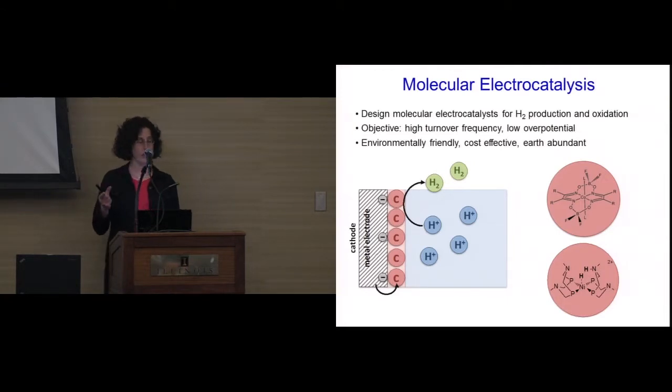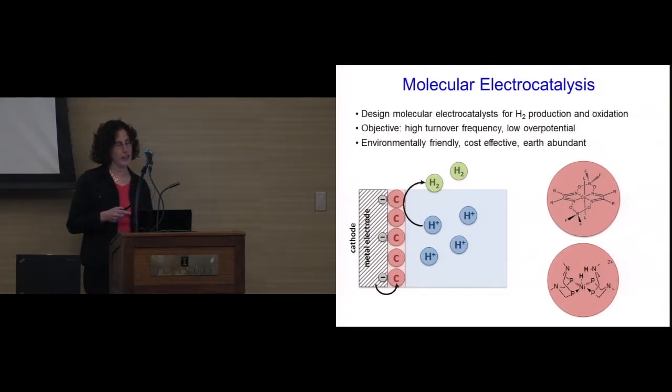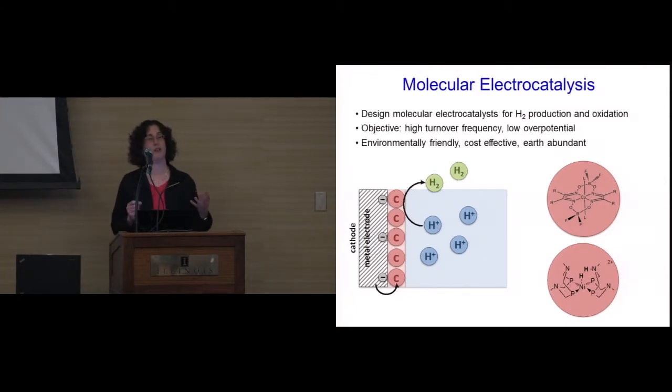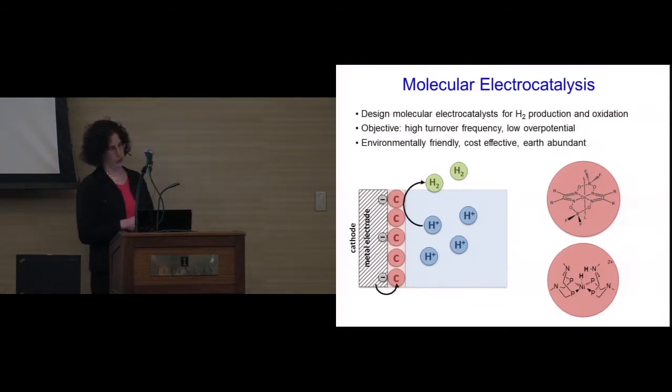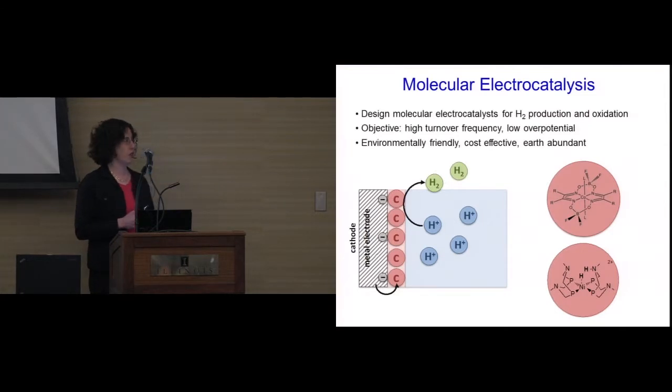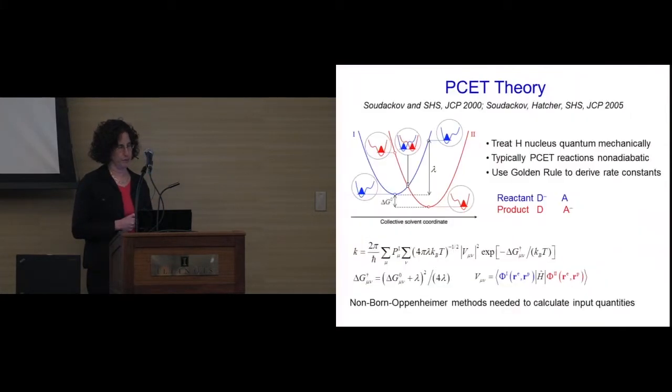So our goal in the center is to design molecular electrocatalysts that do this better. Our objective is we want them to be fast, so we want them to have a high turnover frequency, and we want them to require a small amount of energy input, so a low overpotential. We'd also like them to be made up of environmentally friendly, cost-effective, and earth-abundant materials. So that's one direction that we're pursuing in my group.